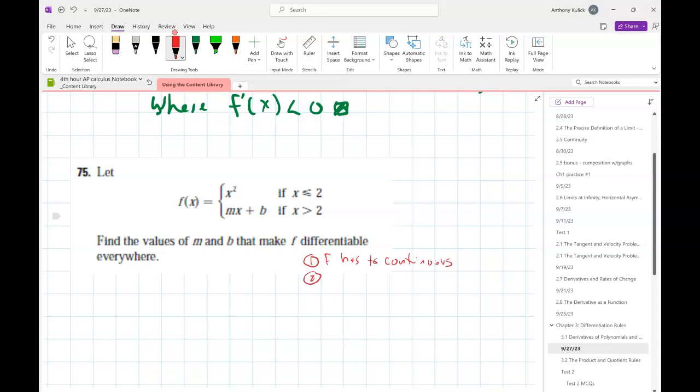What else do we have to have for f to be differentiable everywhere? No vertical tangent, excellent. And the last thing is, jumps would be covered in the continuity. Can't have a jump, but we already got that when we said it has to be continuous. There's one other thing.